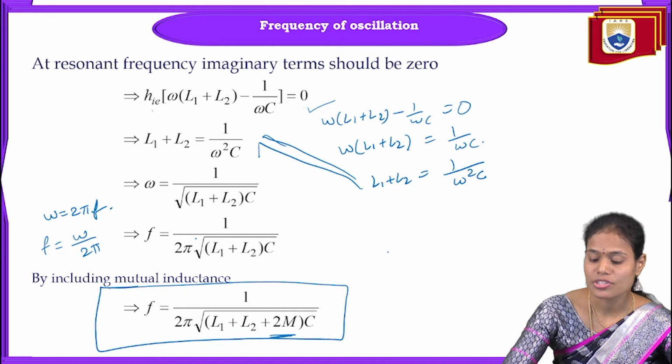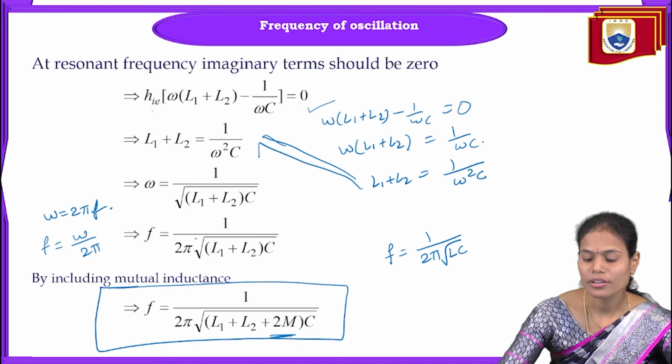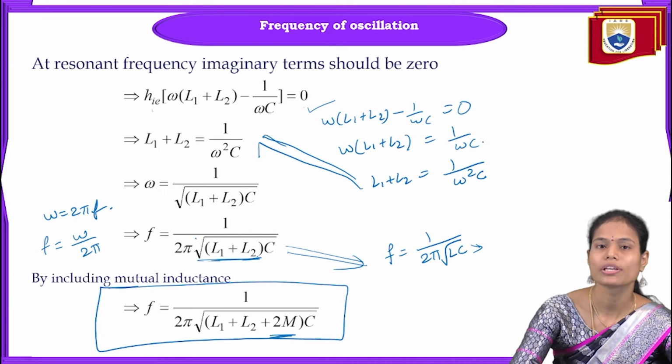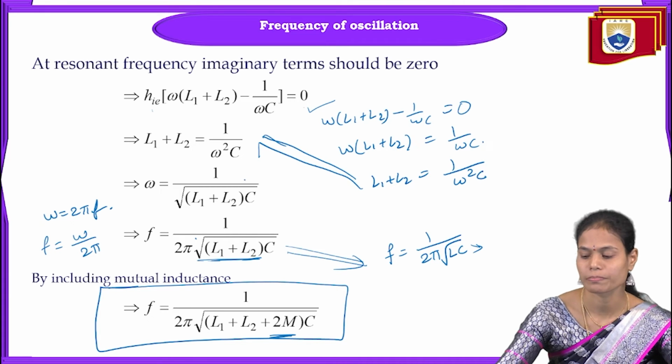The general frequency of oscillation is 1 by 2 pi under root of LC. Here in this case it is only LC because it is for the general tank circuit, in which we are taking only one inductor and one capacitor. But in the Hartley oscillator we are taking two inductors and one capacitor, so the equation also includes two inductances.